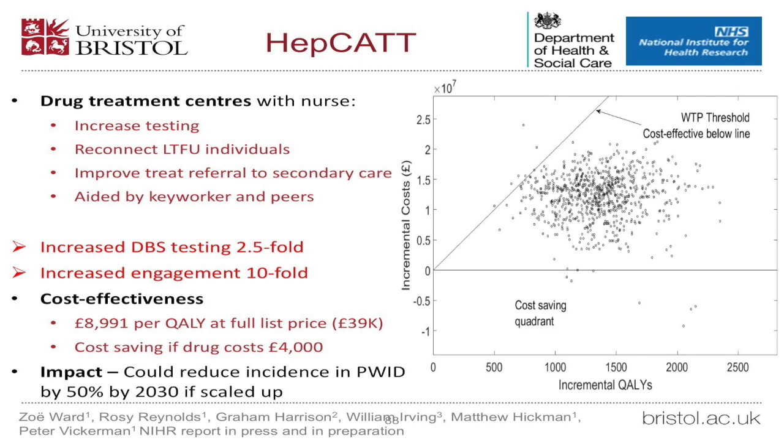Now, this is an important thing. Nobody really knows how much the drugs cost. The full list price is £39,000 per one treatment course. Nobody really believes that's actually how much the NHS is paying, but we officially don't really know how much they are paying. Anyway, importantly, if you reduce that drug cost, if you assume it's £4,000 per drug treatment, then that intervention is actually cost saving. What that means is you're saving money and you're getting added health benefits. So it's, in a way, a no-brainer.